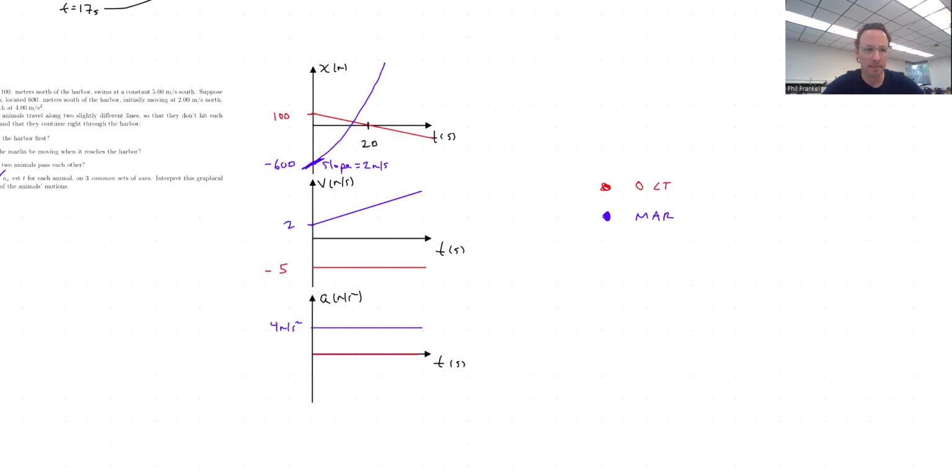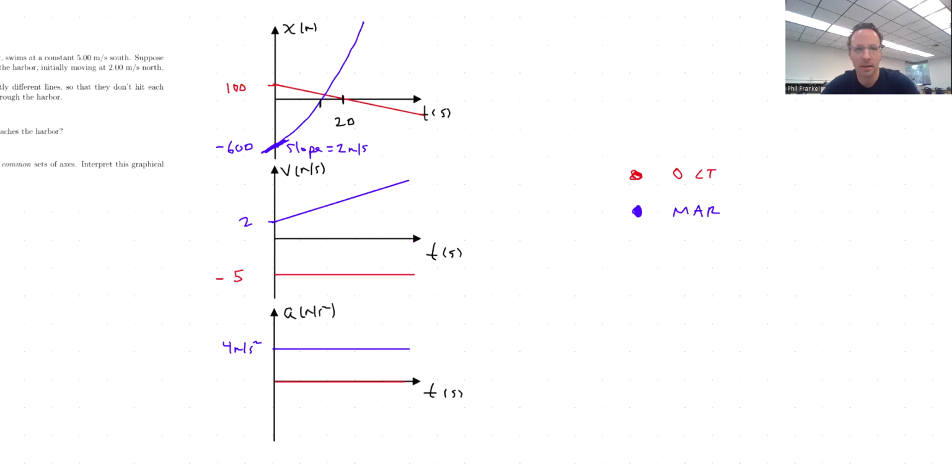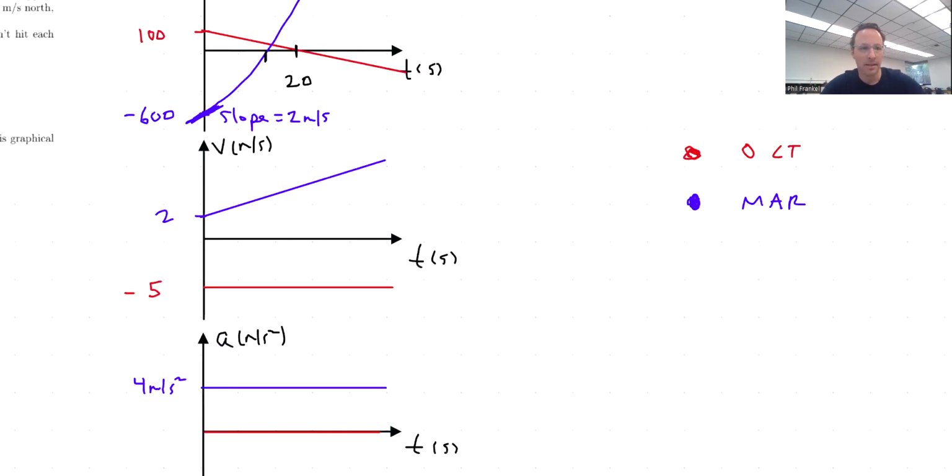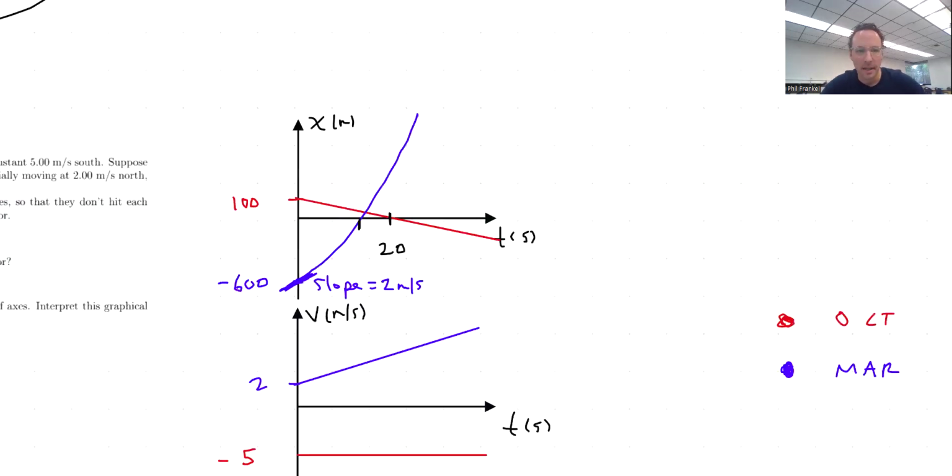This time, right here, let me zoom in. Very nice. This time is the time at which the position of the Marlin reaches 0. That is the 16.8 seconds it took for the Marlin to reach the harbor. And this is an important time over here.